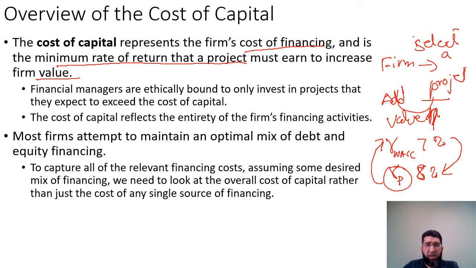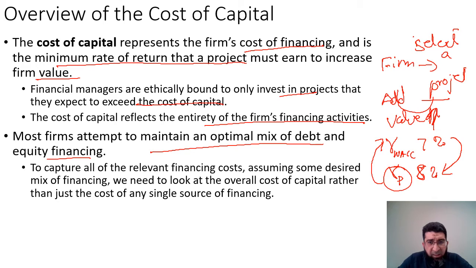So financial managers are ethically bound to only invest in projects that they expect to exceed the cost of capital. The cost of capital reflects the entirety of the firm's financing activities, and we do not look at just the debt component or the equity component. It's both ways. Now, most firms attempt to maintain an optimal mix of debt and equity financing. To capture all of the relevant financing cost, assume some desired mix of financing. We need to look at the overall cost of capital rather than just the cost of any single source of financing.